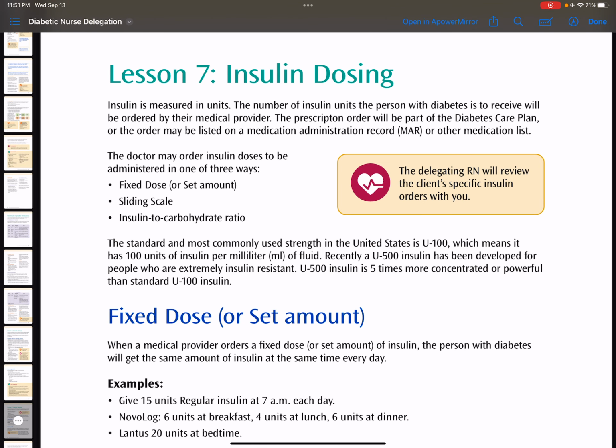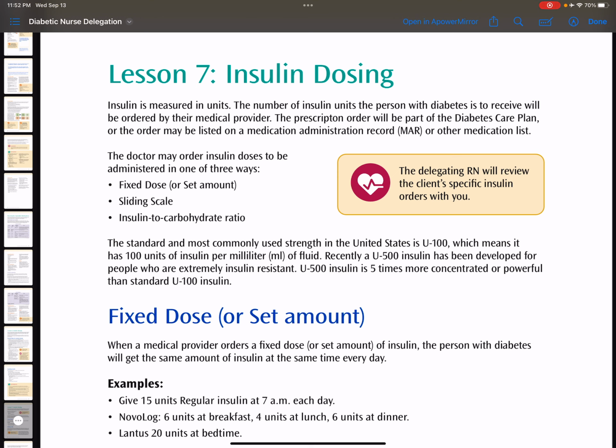Insulin dosing. Insulin is measured in units. The standard and most commonly used strength in the United States is U100, which means it has 100 units of insulin per milliliter of fluid. Recently, U500 insulin has been developed for people who are extremely insulin resistant. U500 insulin is 5 times more concentrated or powerful than standard U100 insulin.